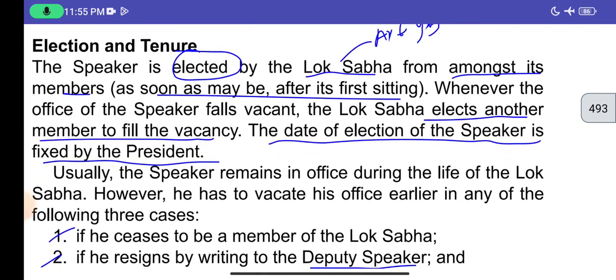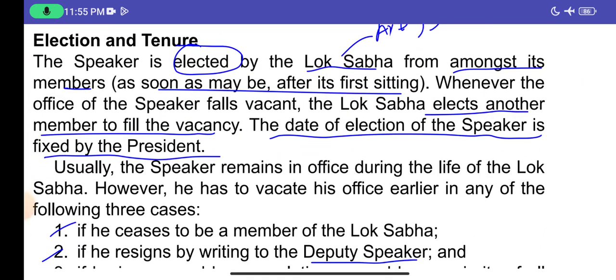Speaker of the Lok Sabha, election and tenure. The speaker is elected by the Lok Sabha from amongst its members as soon as may be after its first sitting. तो members के अंदर से ही कोई speaker बनता है.